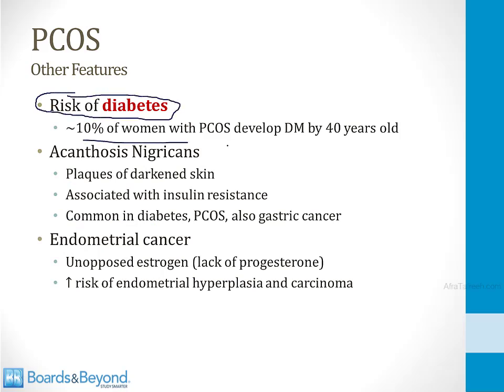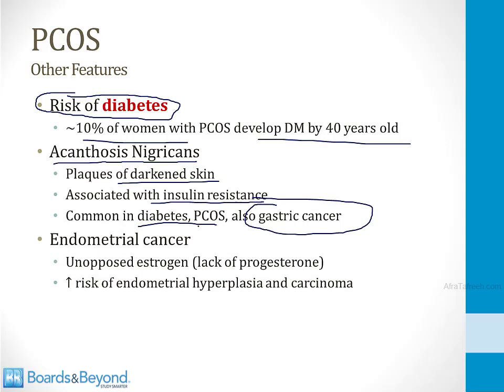About 10% of women with PCOS develop diabetes by 40 years old. As I told you before, there is hyperinsulinemia and insulin resistance as characteristic features of the disorder. Another clinical finding you can see is acanthosis nigricans. These are plaques of darkened skin. They are associated with insulin resistance, and they are common in diabetes as well as PCOS. You can also see them in gastric cancer. And then finally, there is a risk of endometrial cancer. There is unopposed estrogens in this disorder. Women are not making progesterone, but they are making estrogens from their adipose tissue. This can drive endometrial hyperplasia, and this increases the risk for endometrial carcinoma.